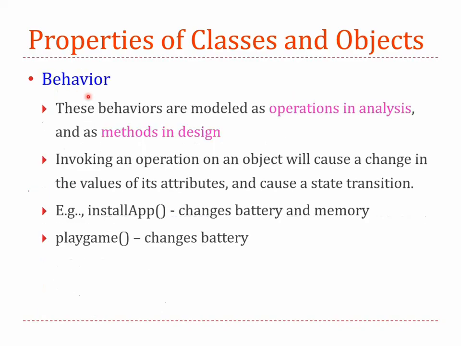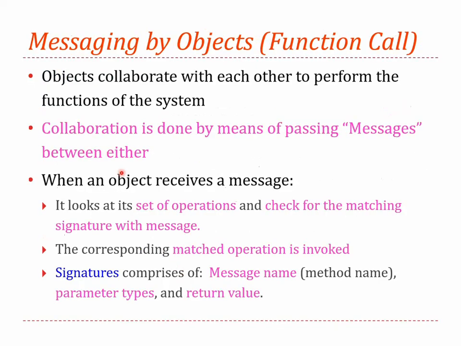The third property is behavior. Behavior represents the actions that an object can perform. These actions are implemented as methods in object-oriented programming. For example, operations such as install app or play game change the battery level and memory usage of a mobile phone object. Objects do not work independently.